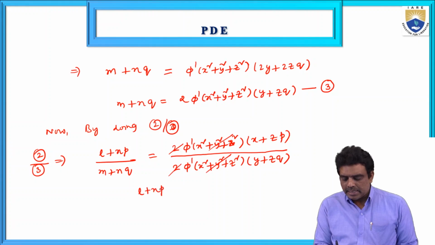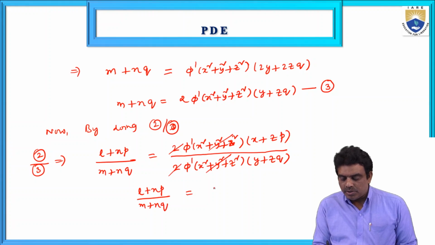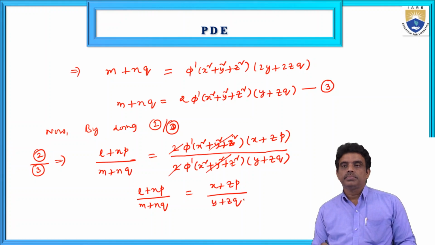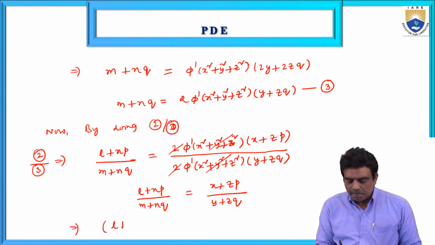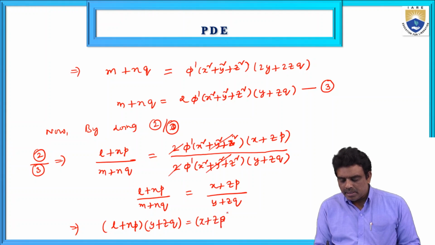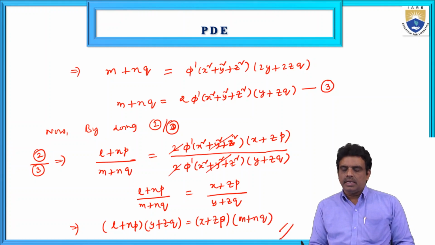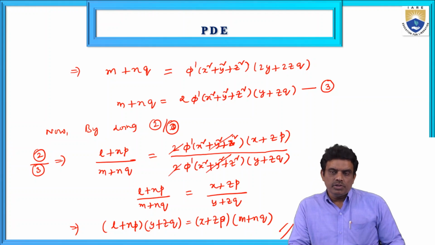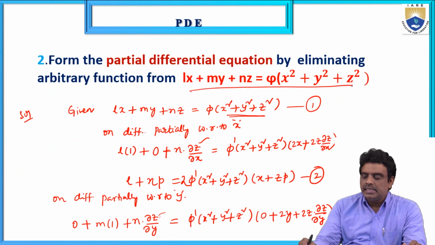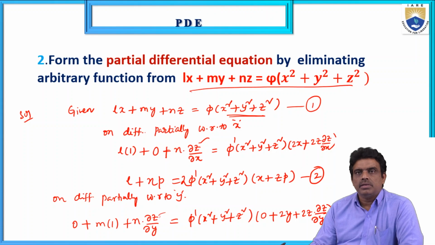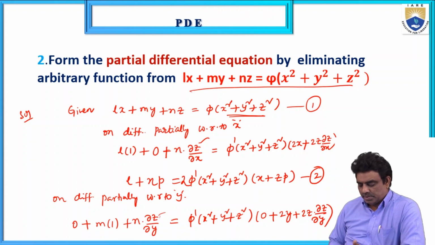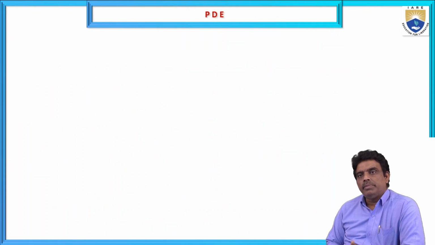So, what you will get is L plus NP by M plus NQ is equal to x plus zP by, what is in the denominator? y plus zQ. So, finally on cross multiplying, L plus NP into y plus zQ is equal to x plus zP into M plus NQ. So, which is the required partial differential equation and which is obtained by eliminating the arbitrary function phi from the given relation lx plus my plus nz is equal to phi of x square plus y square plus z square. So, the problems all come under partial differential equation formation by eliminating the arbitrary functions. So, in the first problem also, we have eliminated the function f.